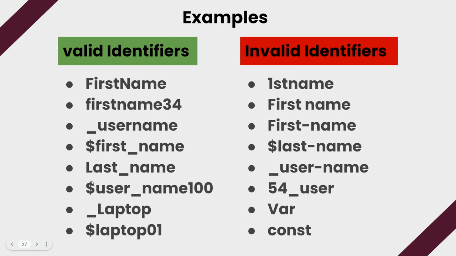We also have $user_name100, very valid also, in as much as it doesn't begin with the digits of 100. Next, we have _laptop, also valid, since it begins with the underscore and there are no spaces, and it just follows the rules. Lastly, we have $laptop01, which also follows the rules of declaring identifiers. So here all the valid identifiers follow the complete rule that we've stated before.